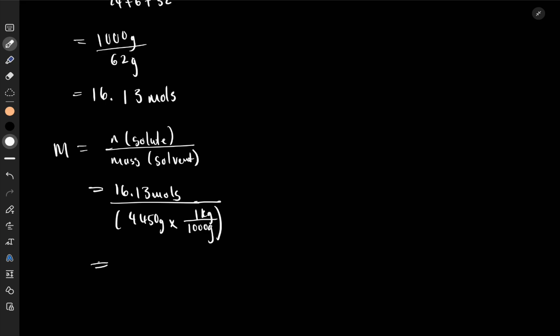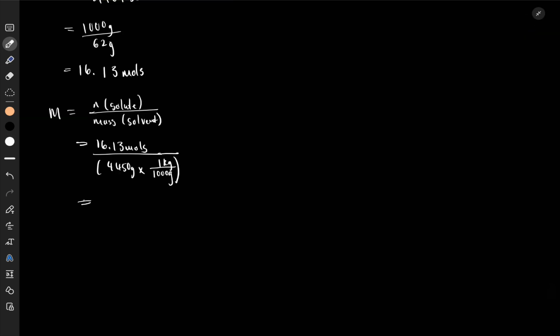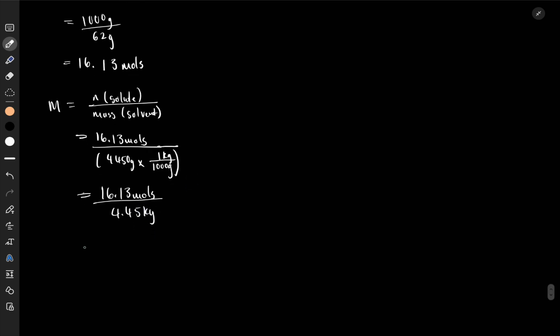So what we would now say is 16.13 divided by 4.45. I'm sorry for that. All right, and when we do this calculation, we should get our 16.13 moles over 4.45 kgs, and we'll get 3.62 molal.